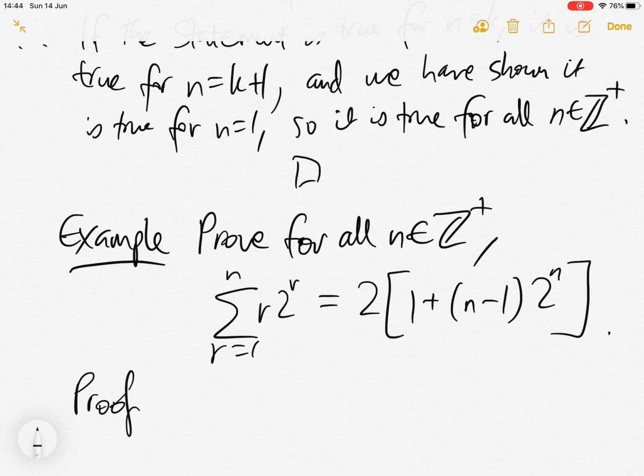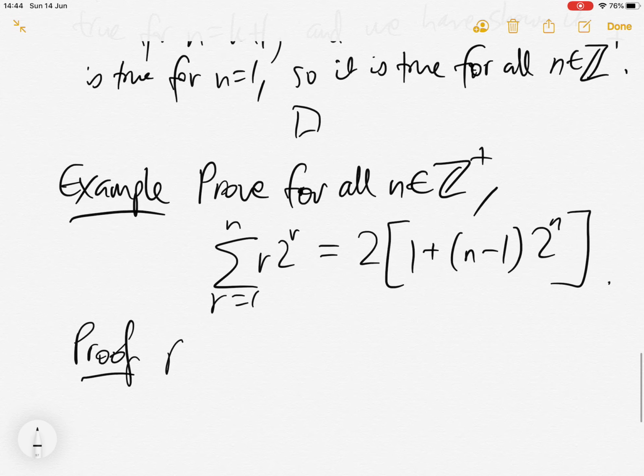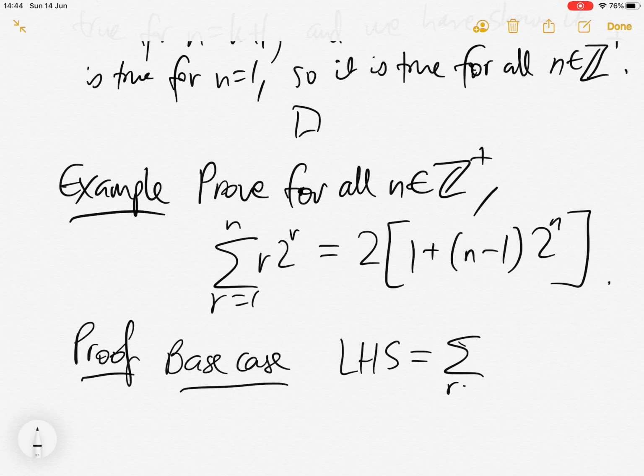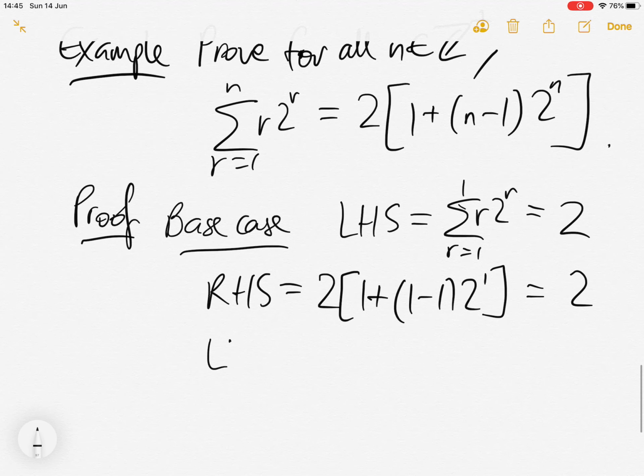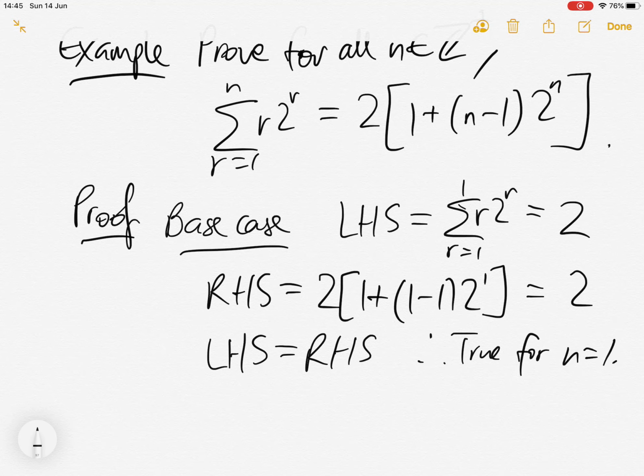Okay, so proof. First part is the base case. So if n is 1, the left-hand side is the sum from r equals 1 to 1 of r times 2 to the r, which is just 1 times 2 to the 1, which is 2. And the right-hand side is 2 times 1 plus 1 minus 1, times 2 to the 1, which is 2. So the left-hand side and right-hand side are equal, therefore it's true for n equals 1.